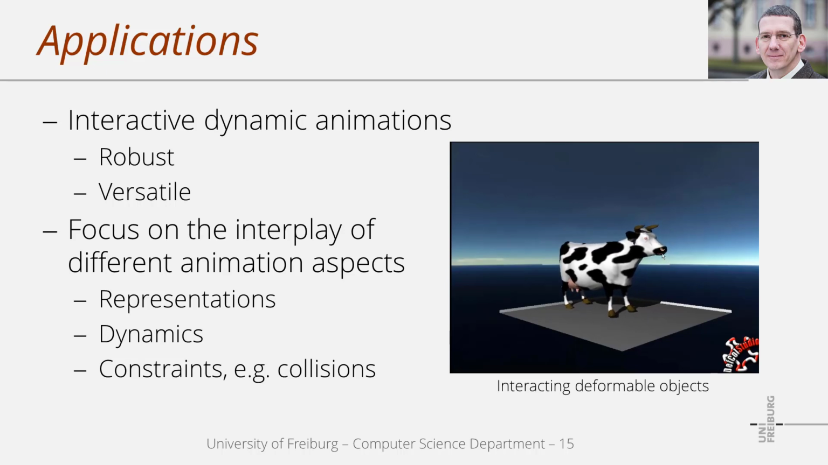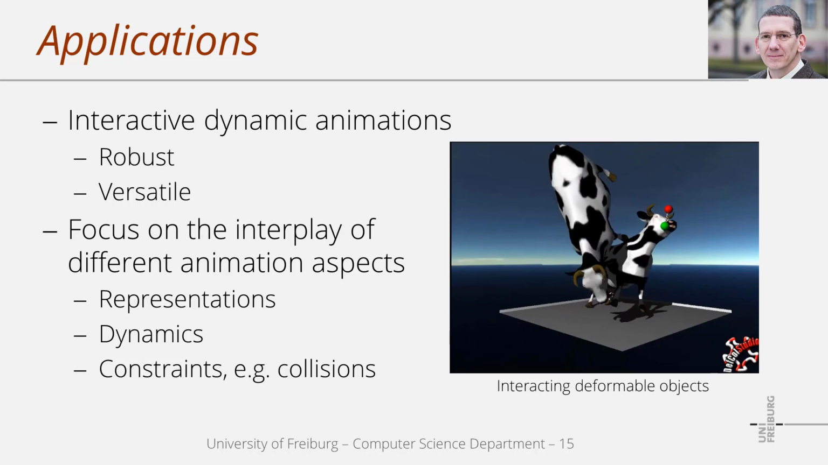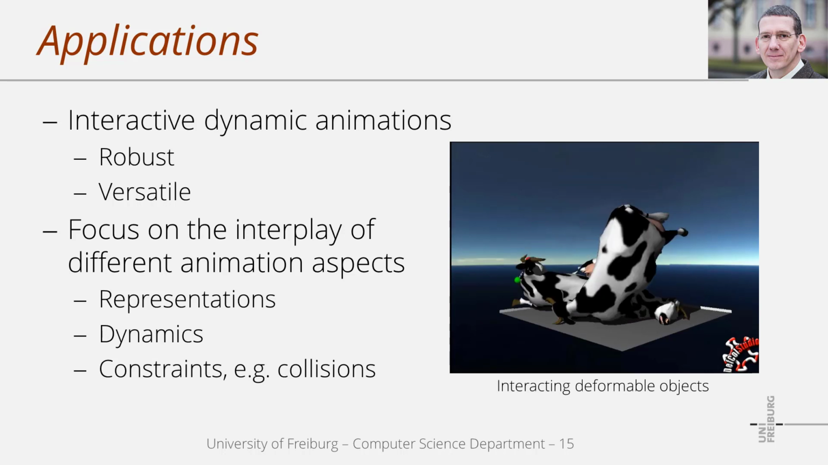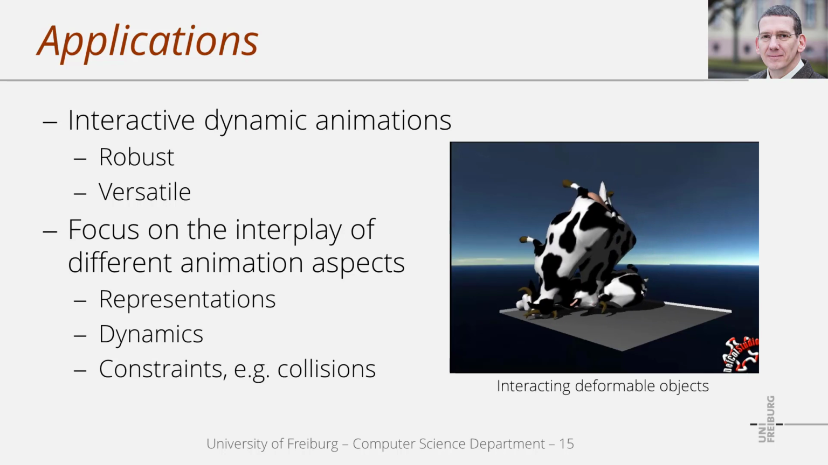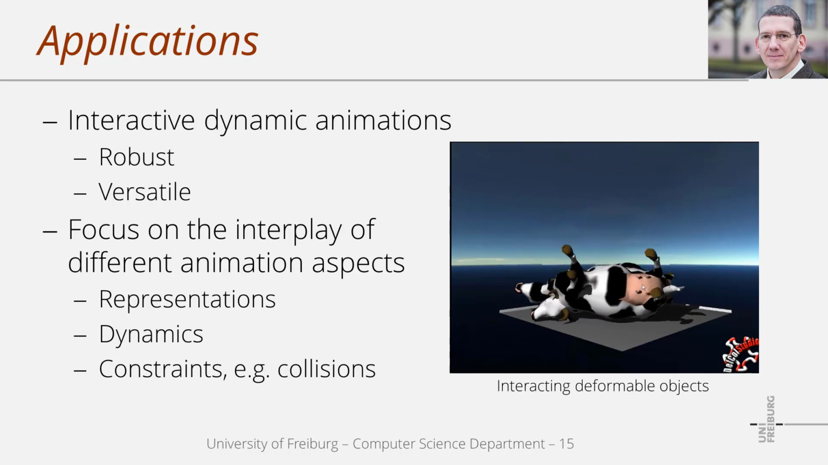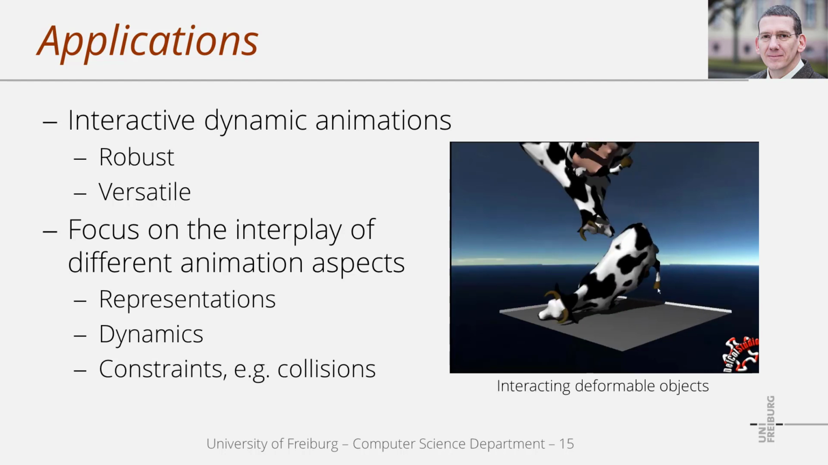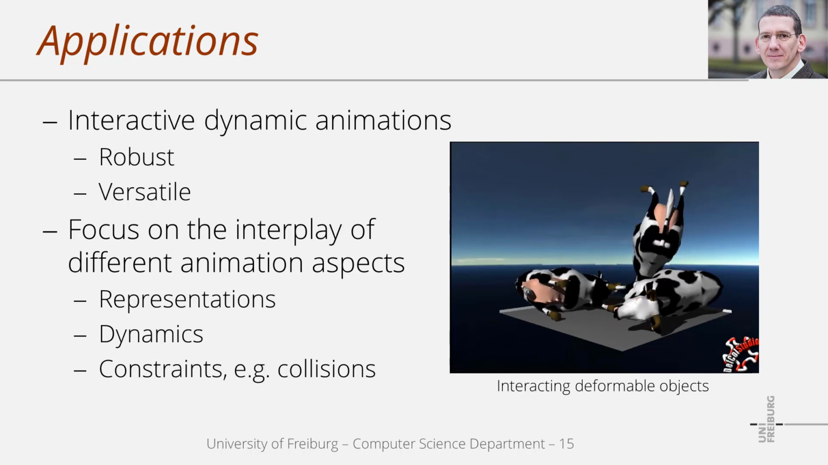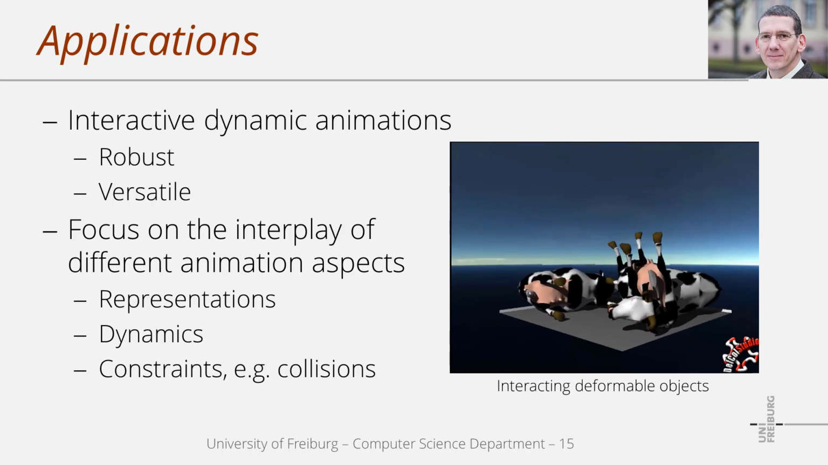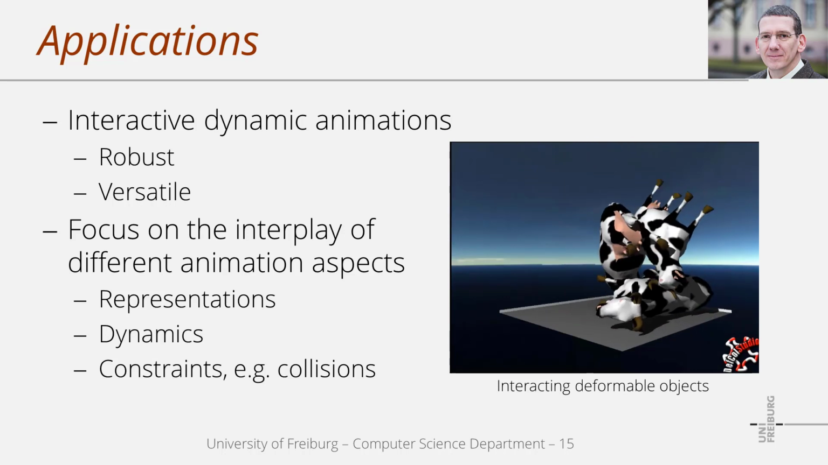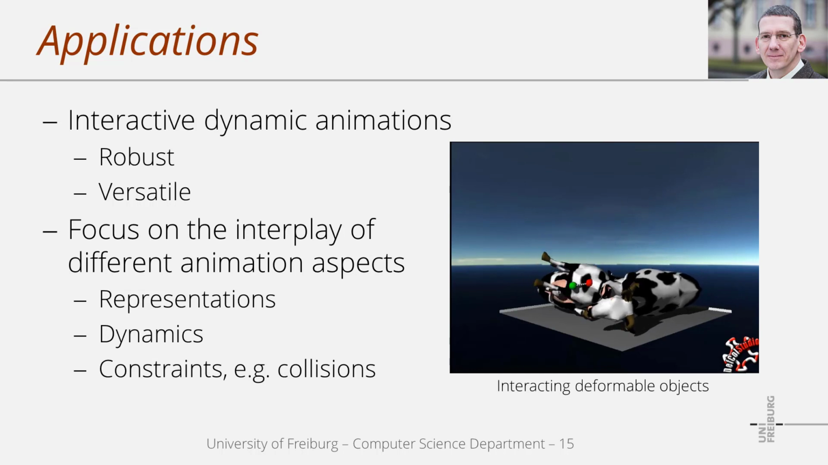In games or in other interactive simulation settings, we typically have a specific focus on robustness and versatility. Different animation aspects are supposed to work hand in hand, and all simulation aspects should support a smooth realization. So adequate object representations are important to realize versatile and robust simulations. And also the methods for the computation of the dynamics in a scene and for the constraints should be robust and versatile. These ideas are illustrated in the video.